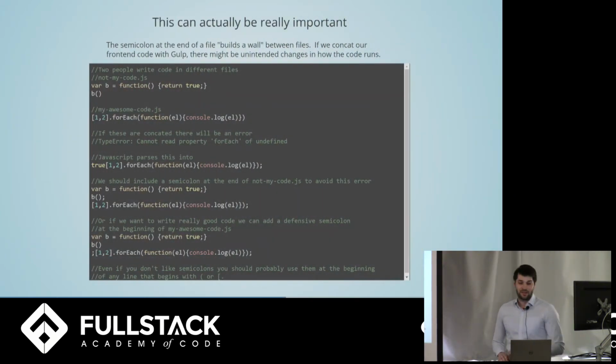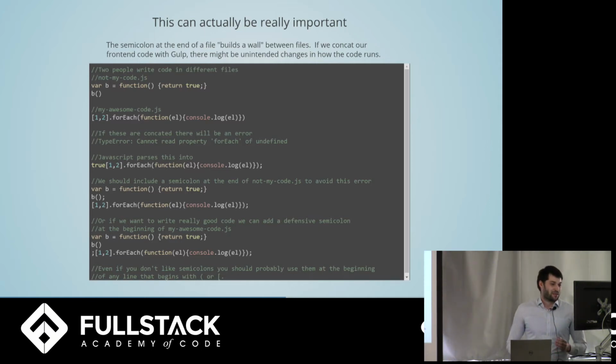And this is why. Let's say you're working on a project with some other people, and someone wrote this code with function B, and they invoked it at the end of their code. And then you're working in a completely different file, and you have something like this where you're iterating over an array literal. What's going to happen is if you were, let's say, using gulp to concat these files together for a front-end application, if those two files happen to be right after the other, they might concatenate into something really bad that you don't want, like this: true, and then it's trying to look at those indexes of true and then iterate over that. And so you're getting an error.